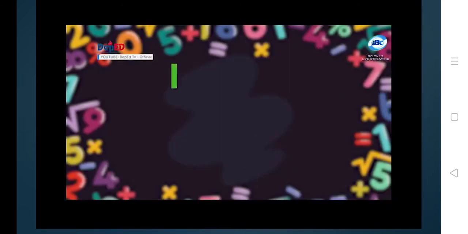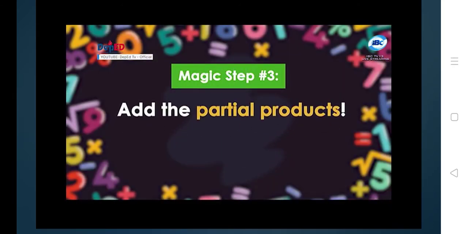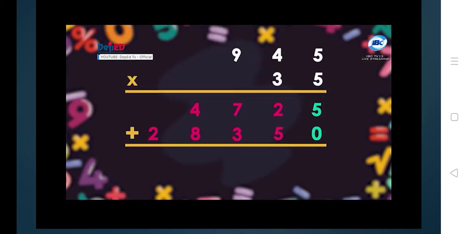Magic step number 3. Add the partial products. Bring down 5. 2 plus 5 is 7. 7 plus 3 is 10. Write down 0, carry 1. 1 plus 4 plus 8 is 13. Write down 3, carry 1. 1 plus 2 is 3. The answer is 33,075.